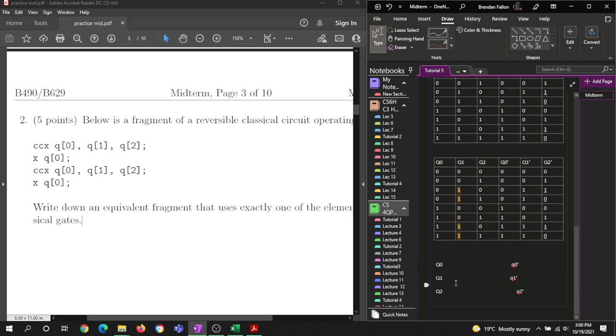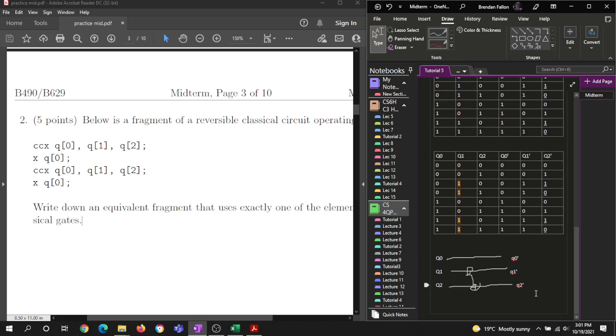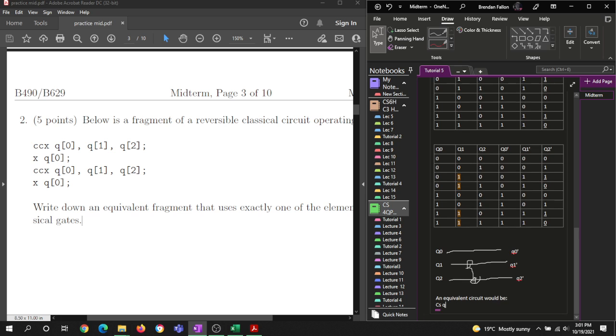So, all right, let's draw them in here. Oh, that's not going to be the lines, but let's just draw them in here. But yeah, exactly like I said, Yamina, the equivalent circuit is just a CX between this and the second line. So we could just write that an equivalent circuit would be CX between Q1 and Q2.